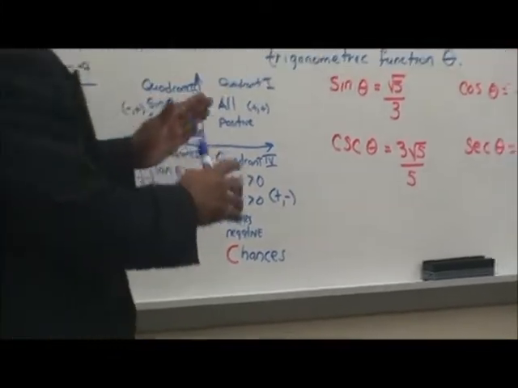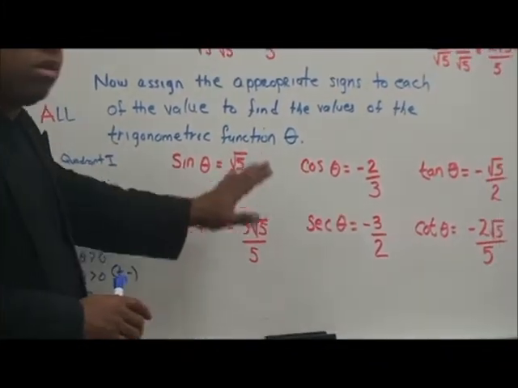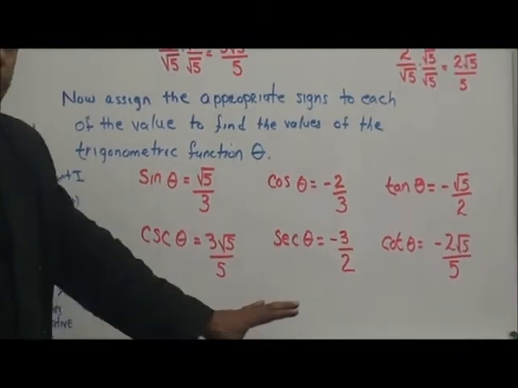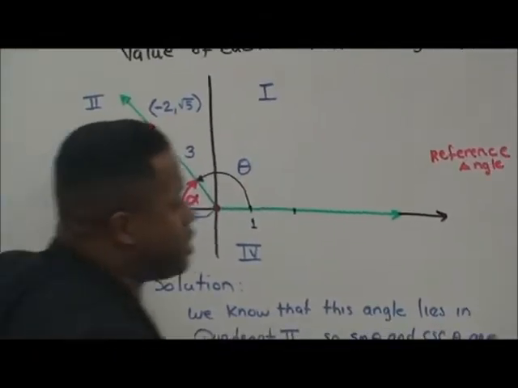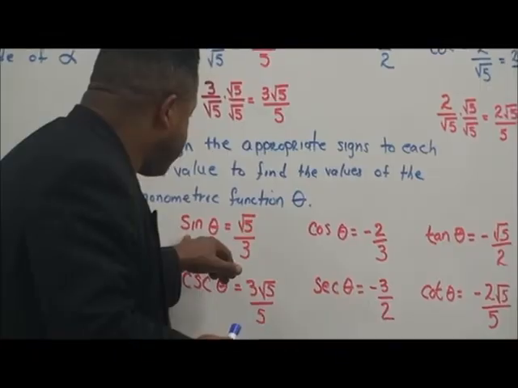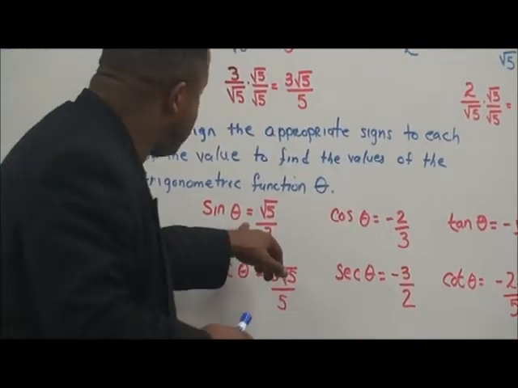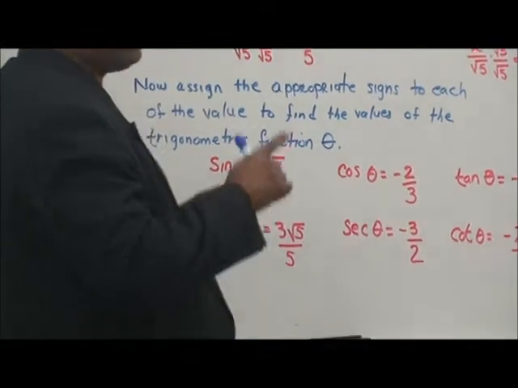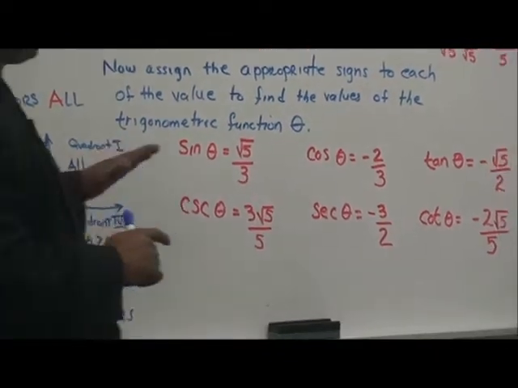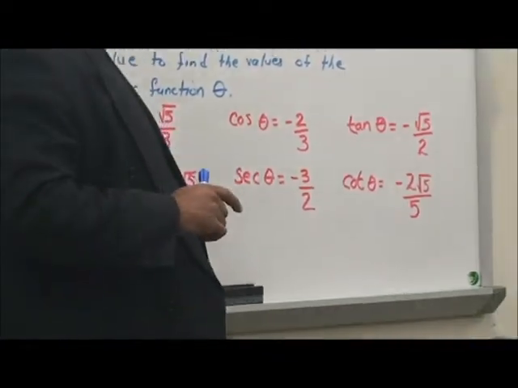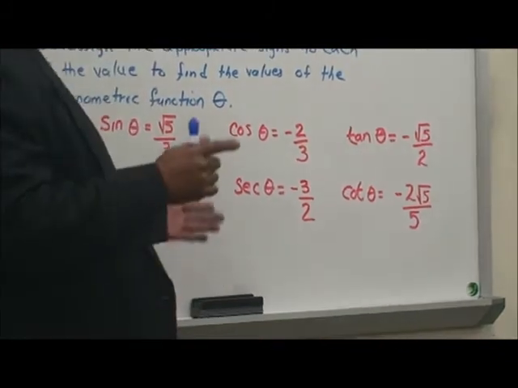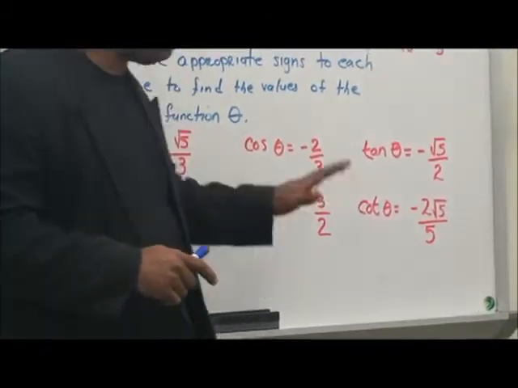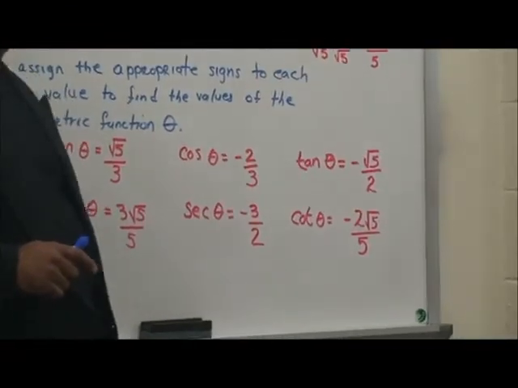Now, getting back to this, this is how we know how to make the appropriate signs for each of the values. Being that this is in the second quadrant, sine theta in this case is the square root of 5 over 3, which is positive. Now, as we continue on, cosine theta would be negative, because in the second quadrant cosine angles are negative, so it would be negative 2/3.